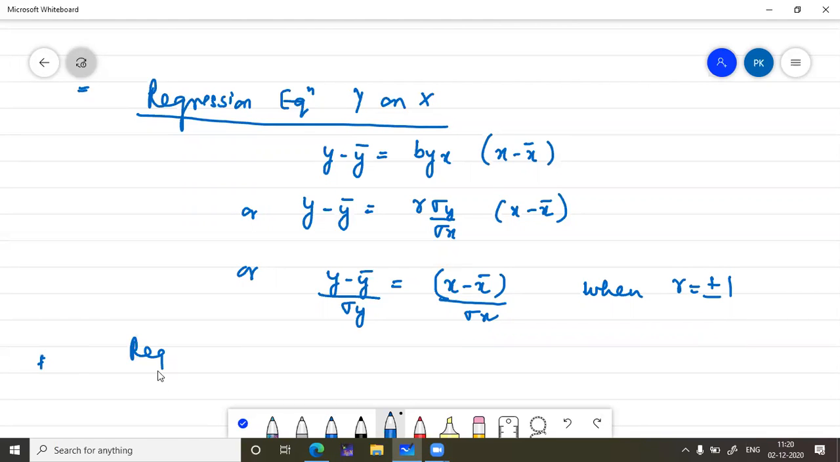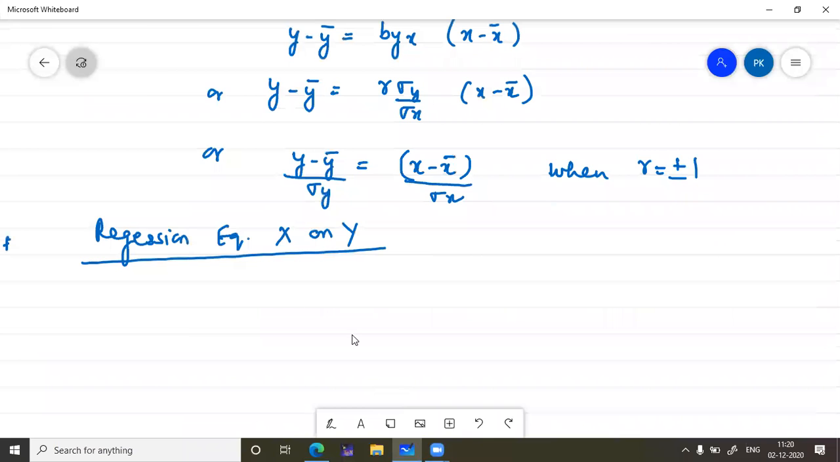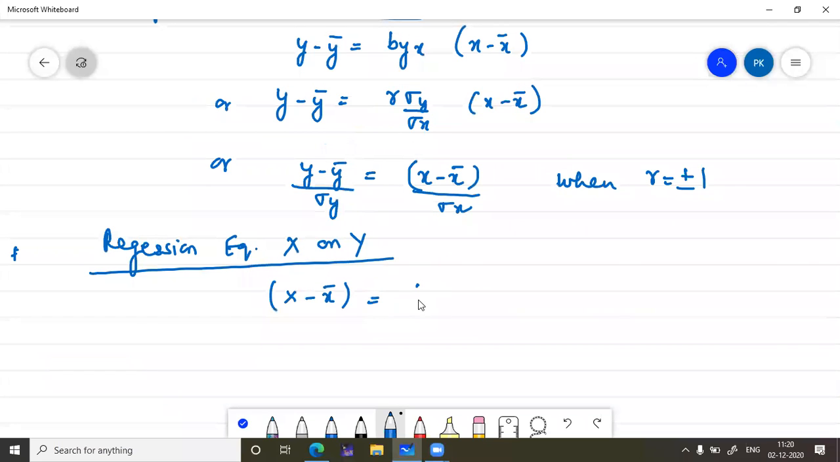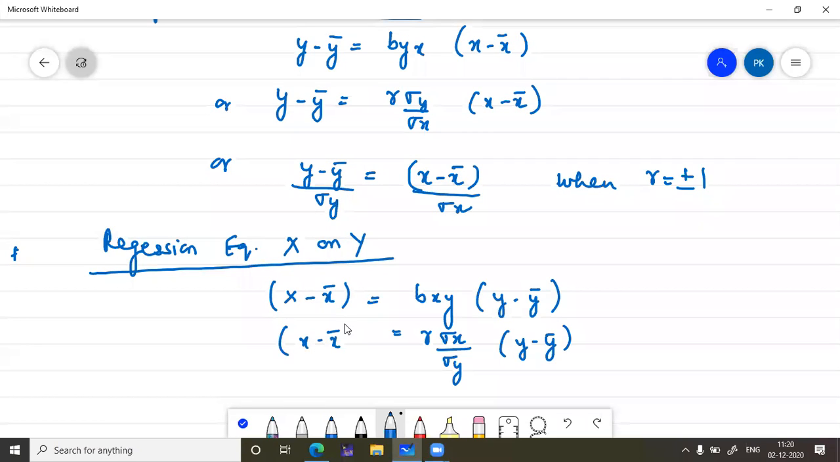In the same way, if you see the regression equation, this is y on x, and now the regression equation x on y. If I talk about x on y here, then the equation for x on y is x minus x bar is equal to bxy, y minus y bar, and sigma x by sigma y, y minus y bar, x minus x bar.